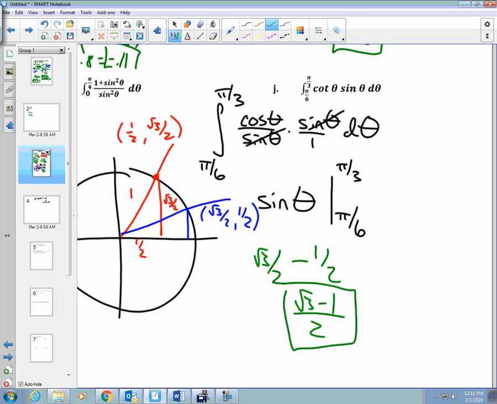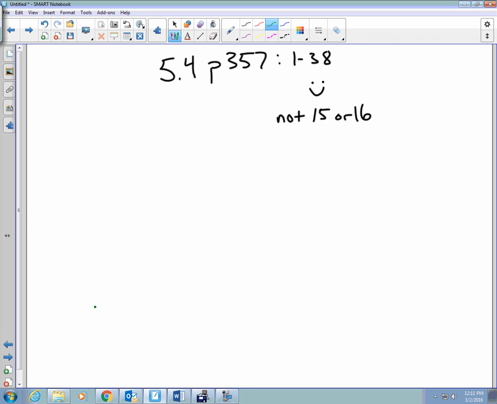Good assignment. I know that's what you're waiting for. 5.4, page 357, numbers 1 through 38. A little smiley face. You do not have to do 15 or 16.